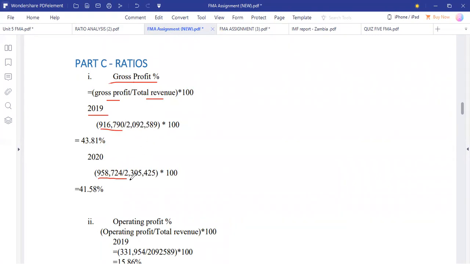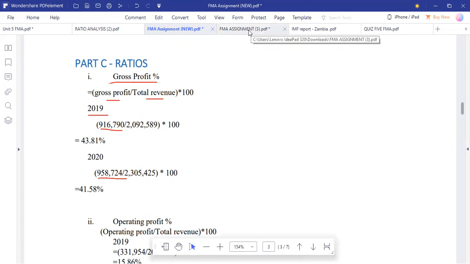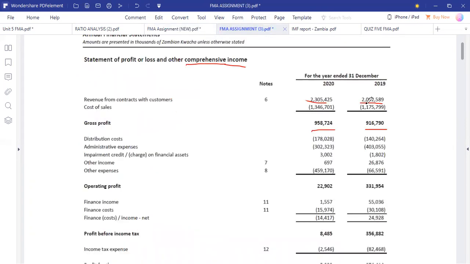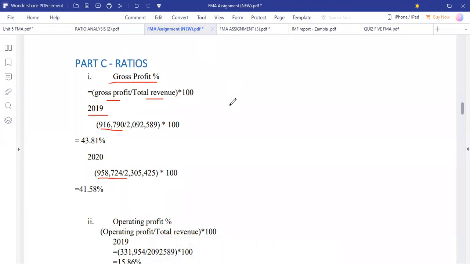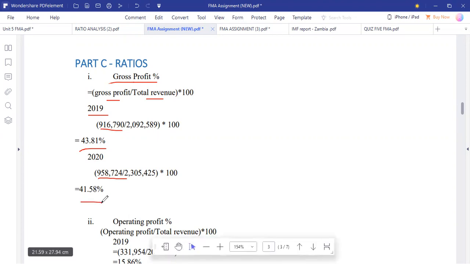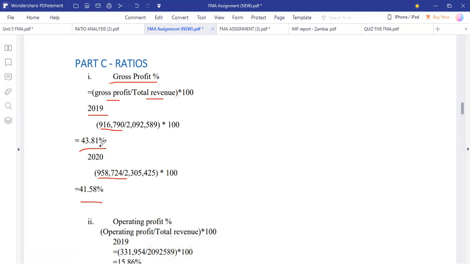This is 2092,2305. So when you go here, our revenue is 2092,2305. When you multiply by 100, this is what we have. So we have our gross profit margin here as 43, then here we have our gross profit margin as 41%. So you can see that 2019 was slightly higher performing than 2020.